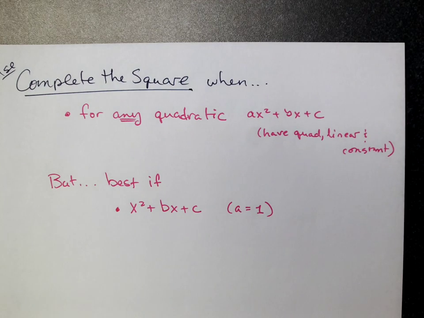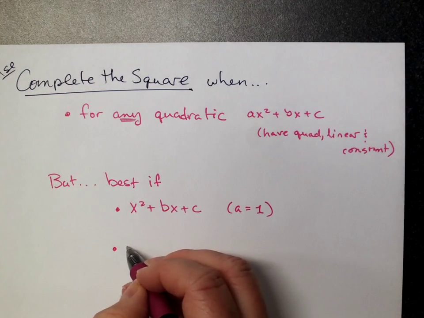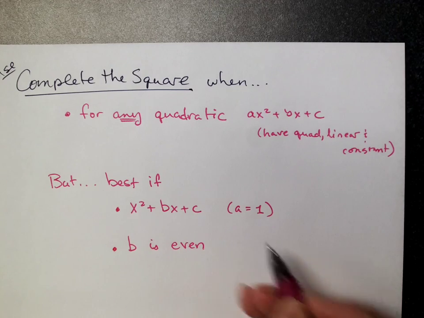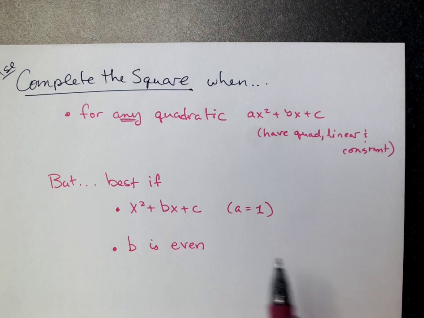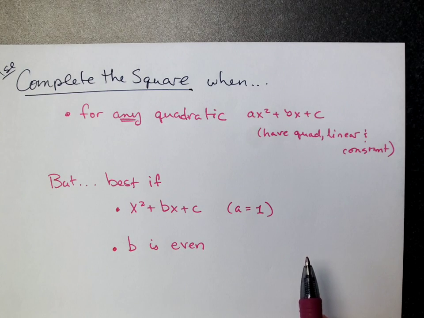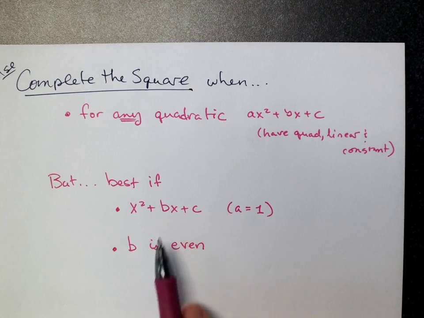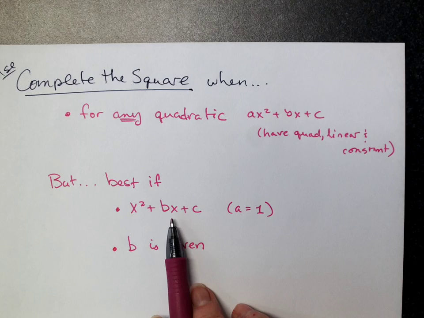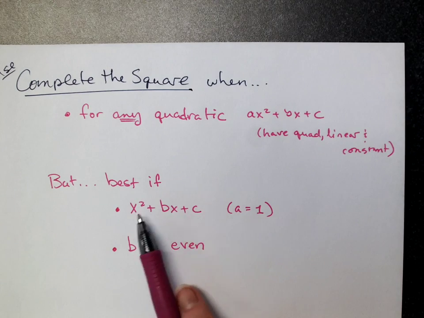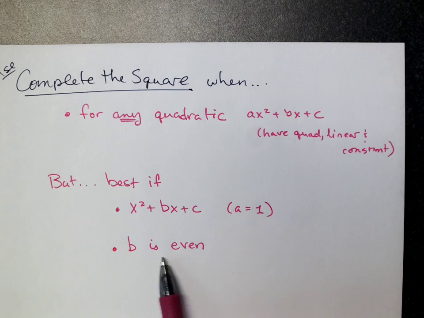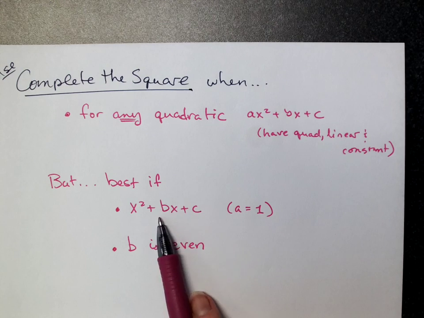The other way to avoid fractions is if you have b is even. Because remember, our c is just b divided by 2. So if b is an odd number, then when you divide it by 2, even when you square it, you're going to have a fraction. Your magic c will be a fraction. And so it's best if you can avoid fractions, and the way to avoid fractions, if your a is equal to 1, because otherwise you have to divide it away, and that can create fractions. And also if your b is even, because when you find your magic c, you have to break it in half, and if b is even, then you won't have fractions.